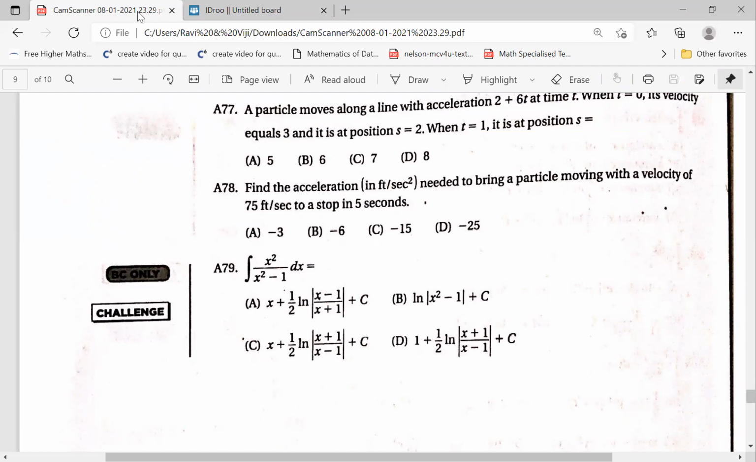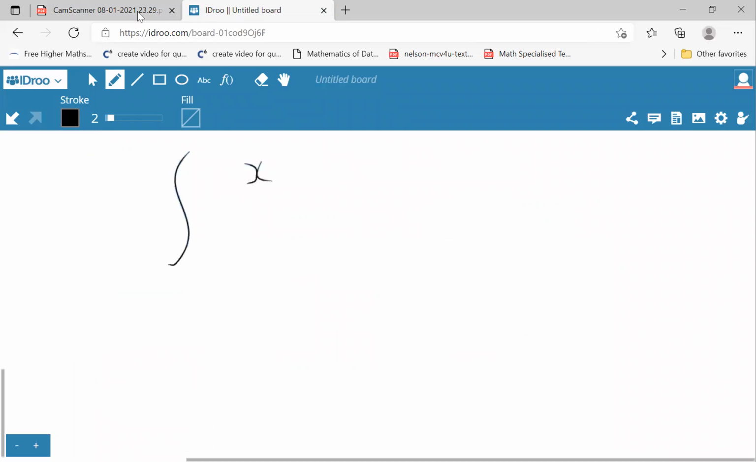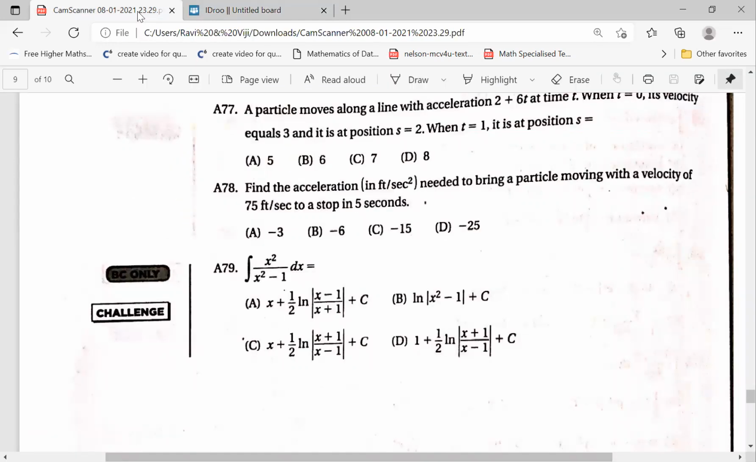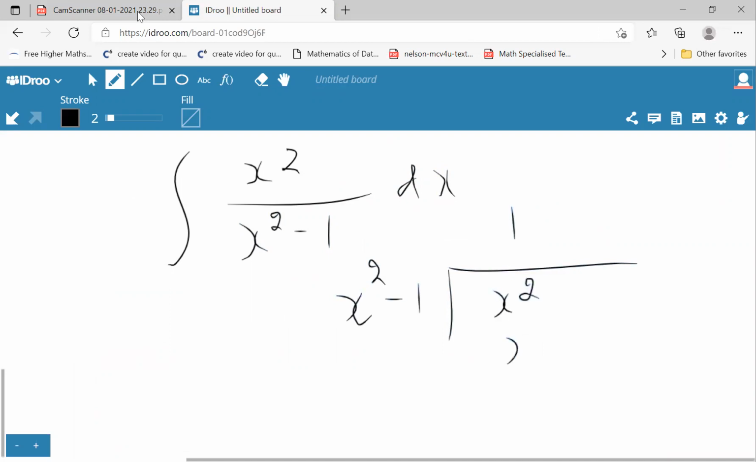Now coming to the last one, the 79th question. Integration of x squared by x squared minus 1 dx. When the numerator and the denominator have the same degree, we need to divide and separate. So x squared minus 1, when you divide, it goes once. So you put x squared minus 1, change the symbols, and that gives you 1.